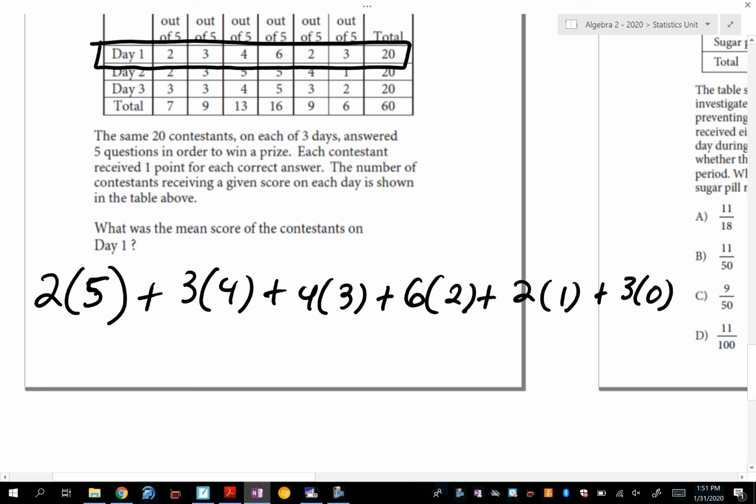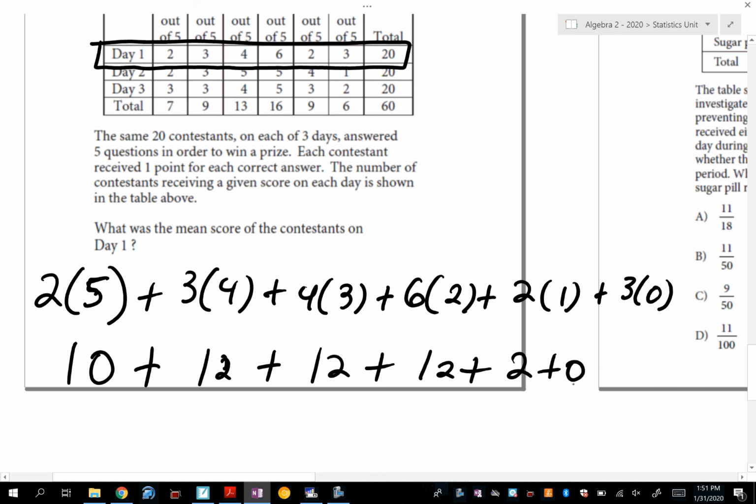All right, so that's 10 points, plus 12 points, plus 12 points, plus 12 points, plus 2 points. What's the total points then, if you add all those together? You get 48 points. Okay, and how many contestants are there? There are 20 contestants, so whatever that is going to be your mean. So what's the answer?